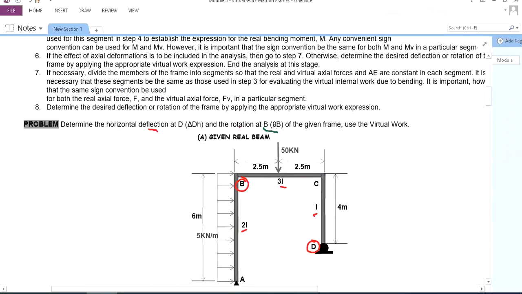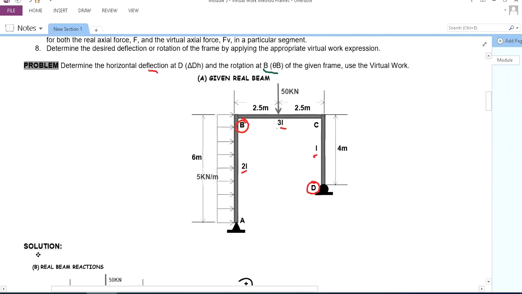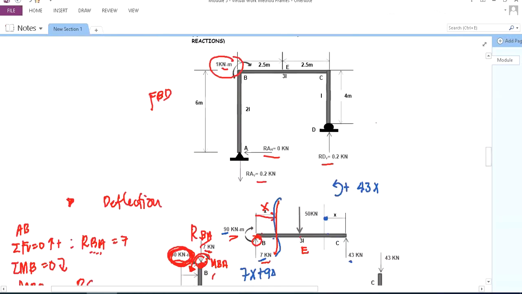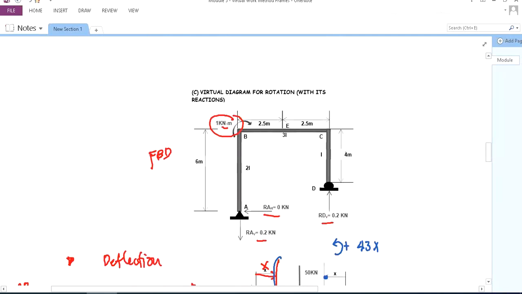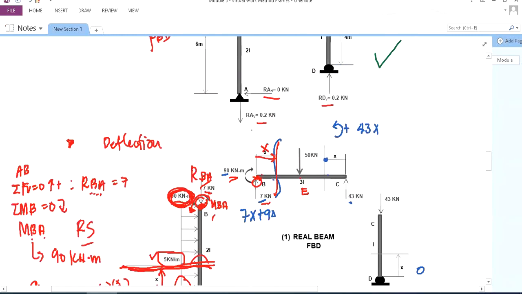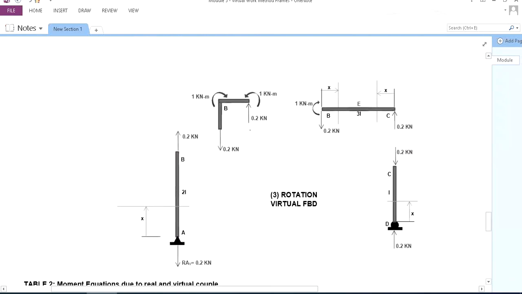So, for the rotation at B, nakuha na natin yung free body diagram for rotation. Right? Nakuha din natin yung reaction due to the virtual system for rotation. Okay, pagka nag-apply tayo ng 1 unit load doon sa may B. Okay? So, after which, kakat na natin yan. This is for the rotation.